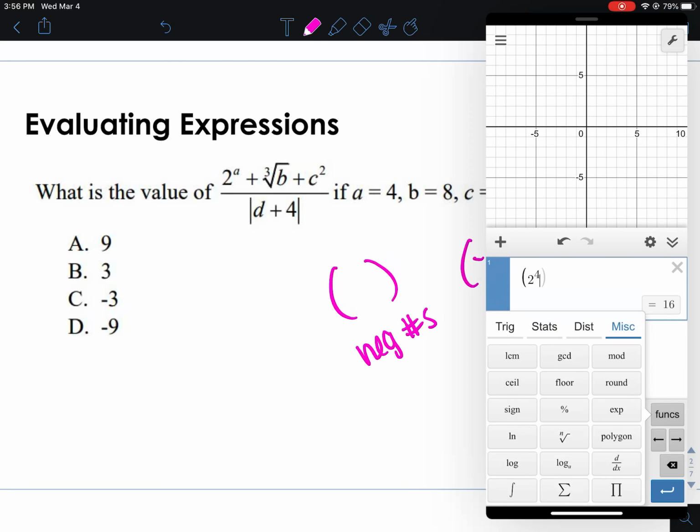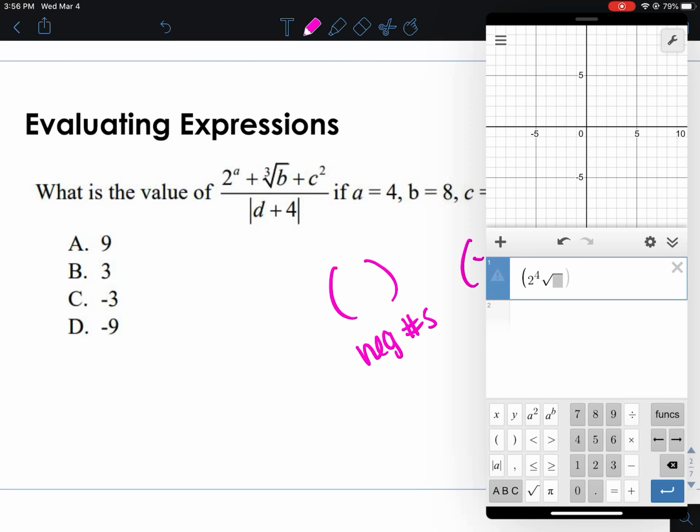Cube root is in a weird spot. It's in the functions button, in miscellaneous, and it's the square root with an n on it. They want you to type the index in first. So I guess I should probably put a plus sign here. There we go. So 2 to the 4th plus the cube root of b, which in this case is 8, plus c squared. Oops, and you'll see that I'm still under the radicals.